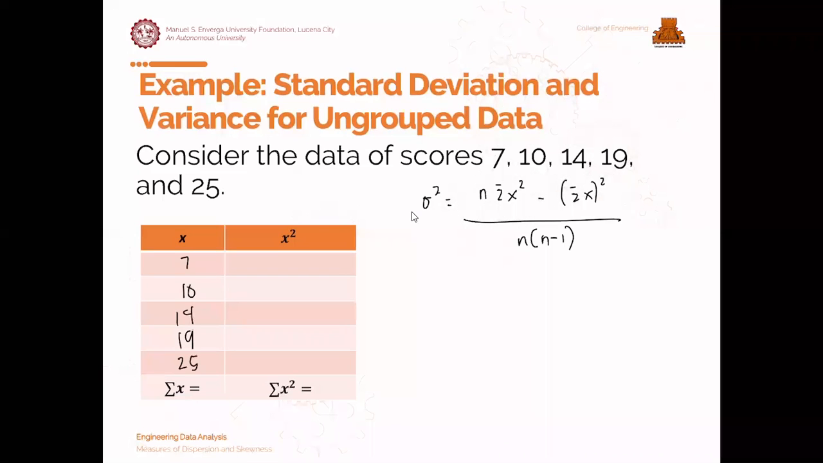Then ang gagawin natin is squared lang natin yung x value na to, yung mga set data natin. So we have 49, 100, then pag 14, ilan pag 14? So we have 196, then 361, then 625. Okay? Then we get the summation of each column. So yung summation x na to, ito yan.